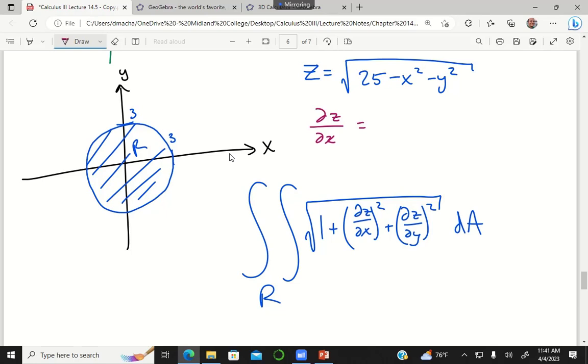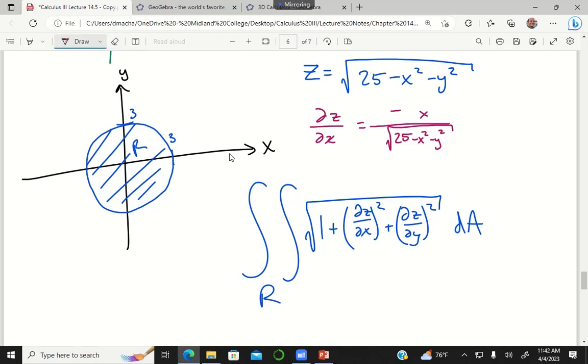Yeah, it's not super easy because we have to use chain rule. And so I'm thinking, to take the derivative of my outside function first, I have to take the derivative of the square root, which is going to be 1 over 2 square root 25 minus x squared minus y squared, and then times the derivative of the inside, which would be negative 2x. And then the 2's cancel, and then we get negative x over the square root of 25 minus x squared minus y squared.